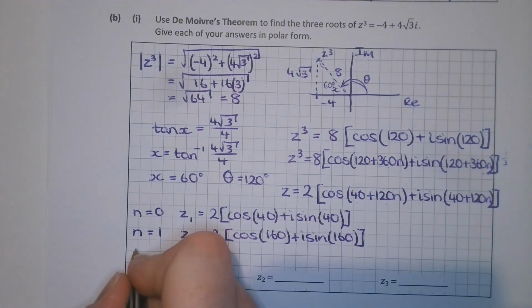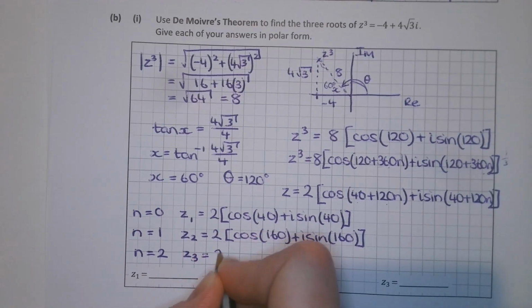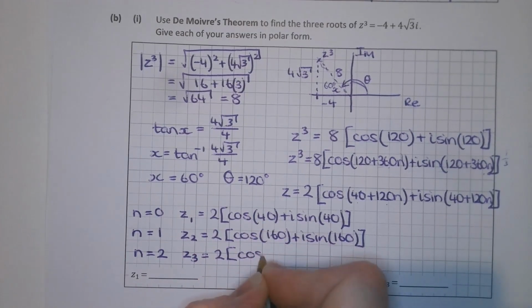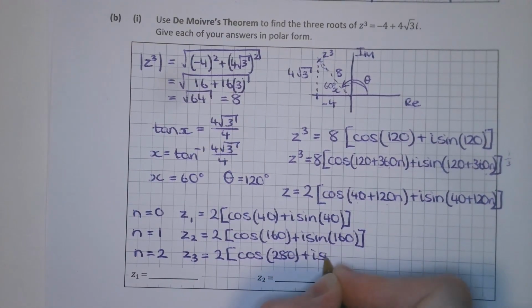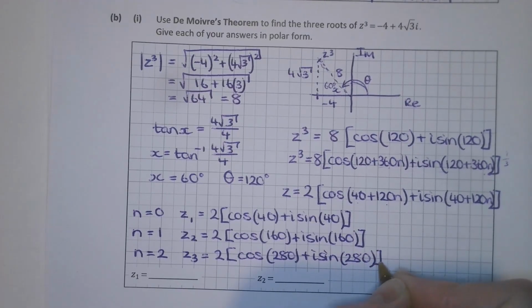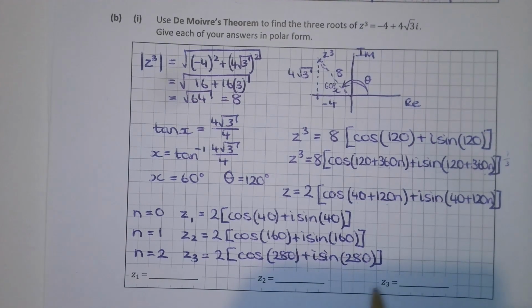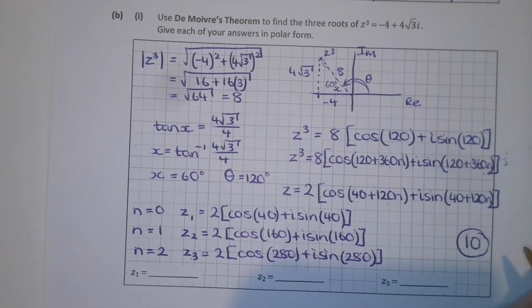And the last one when n is equal to 2, so z3, we get 2 times the cos of 280 plus i sine 280. And those are our 3 roots, so z1, z2, z3 in general polar form. And that question was worth 10 marks.